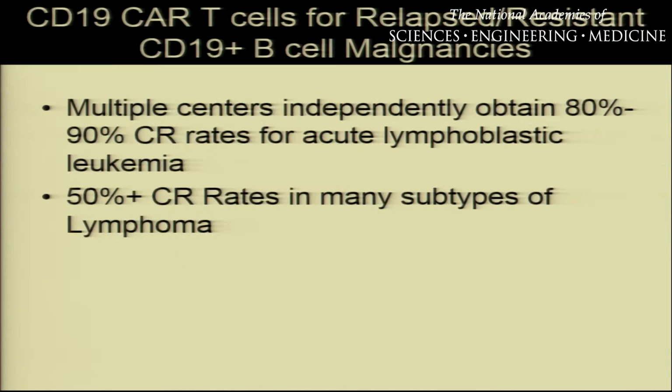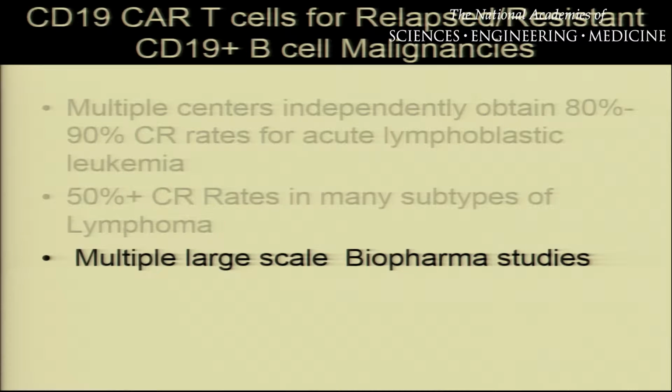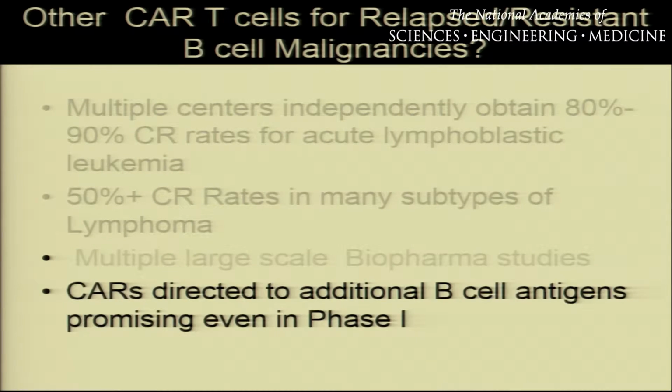And I think, as most people here will know, that's been spectacularly successful for the treatment of CD19 positive malignancies, in particular for acute lymphoblastic leukemia, with complete response rates now more than 90% in many centers, and even for lymphoma, better than 50% response rates. That's directed to the CD19 antigen on normal and malignant B cells. I'm not going to show many clinical pictures, but I do want to emphasize that this approach can remove even massive tumors that are resistant to other therapies, and it's a single dose administration with prolonged responses. This has triggered multiple large-scale biopharma studies, and what's interesting is that chimeric antigen receptors directed to other B-cell antigens are looking also very promising, albeit in much earlier phase studies.